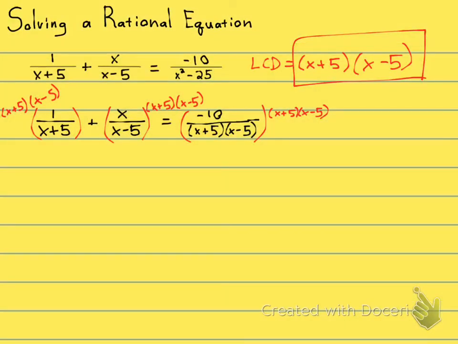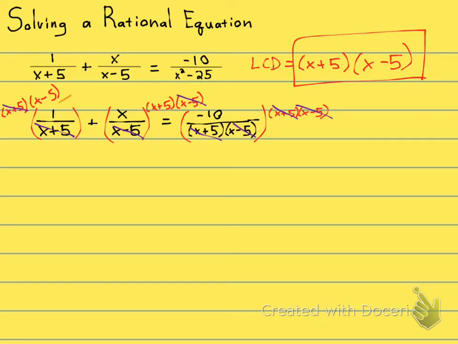LCDs are going to cancel out. Denominator, x plus 5 and x plus 5, gone. Denominator, x minus 5 and x minus 5, gone. Denominator, x plus 5 and x minus 5, gone. Look at all of my denominators. They have all canceled out. So let's see what I'm left with.